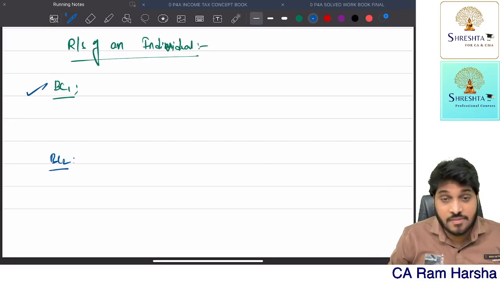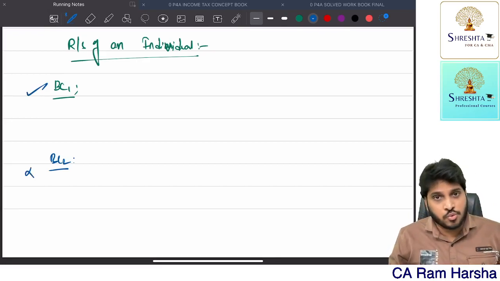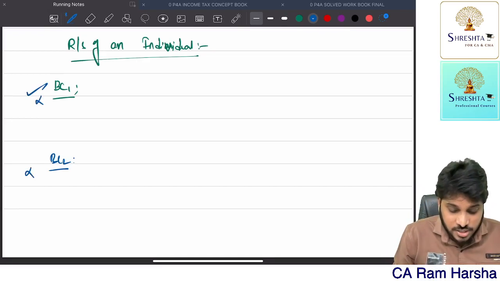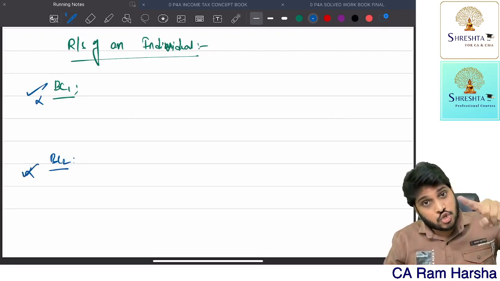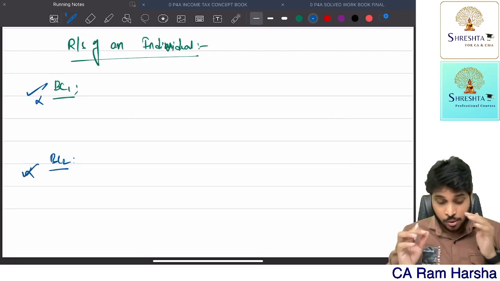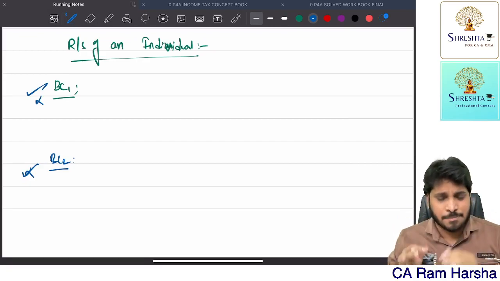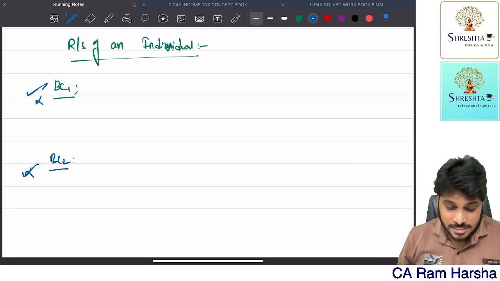If basic condition 1 is satisfied, no need to check BC2. If basic condition 1 is not satisfied, then we need to check basic condition 2. Are you getting it? Now, let us learn step by step. Basic condition 1, what it says.